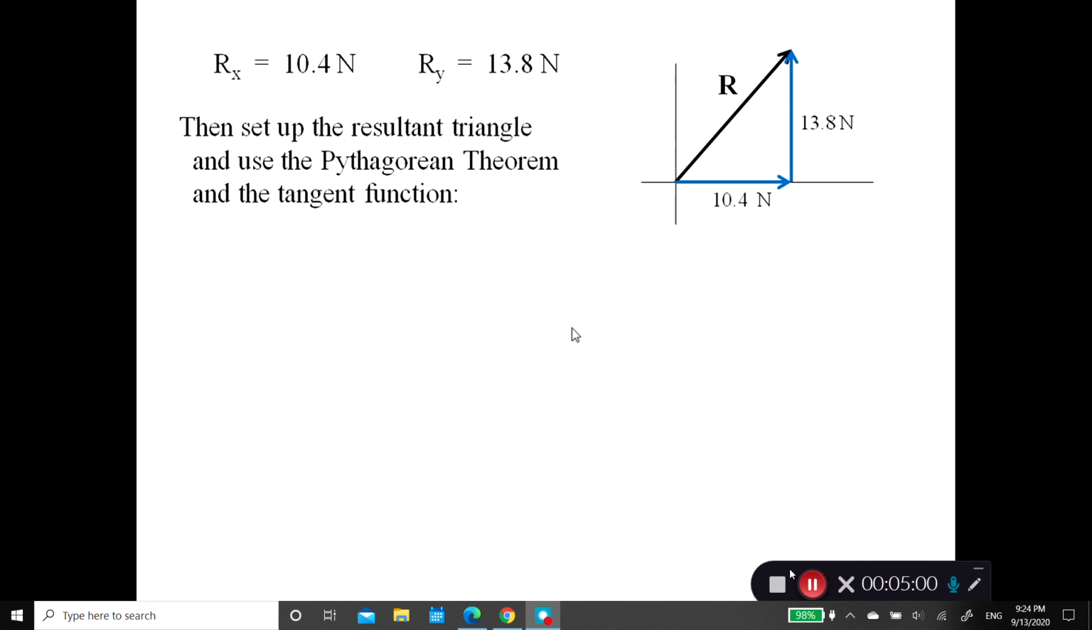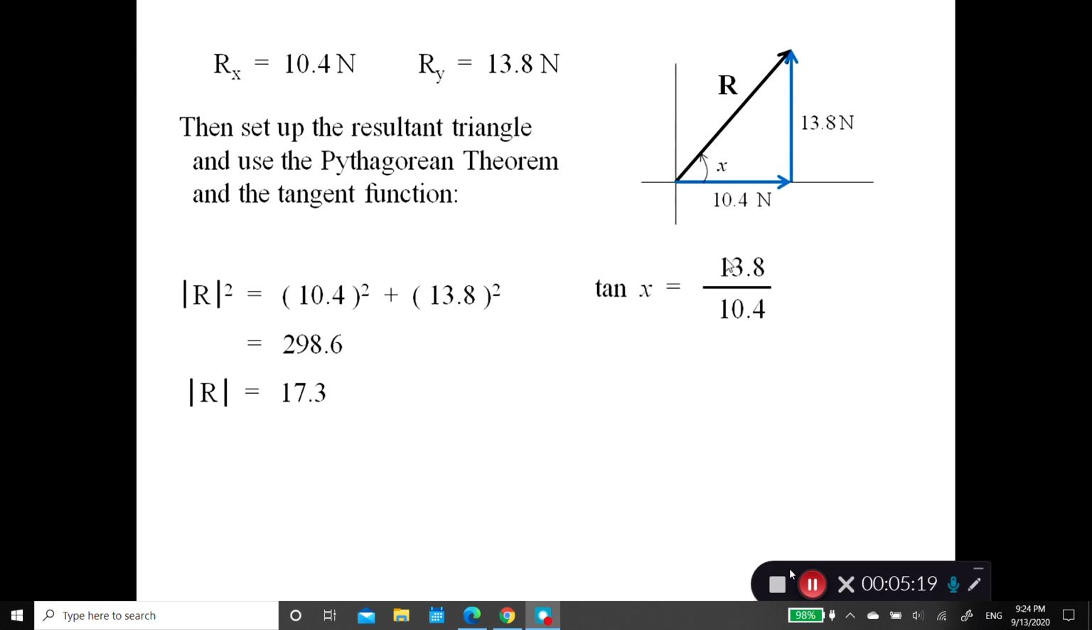First, finding the magnitude. Magnitude of R squared is equal to one leg squared plus the other leg squared. And it turns out to have a magnitude of 17.3. To find the angle here at the origin, we can use the tangent function. Tangent equals opposite over adjacent, 13.8 over 10.4, which happens to be 1.33. And then taking the inverse tangent of 1.33, it's 53.0 degrees.